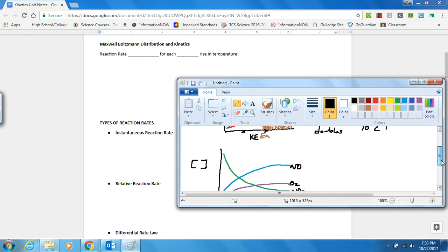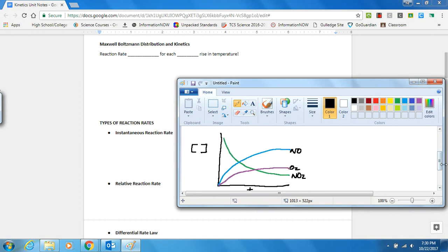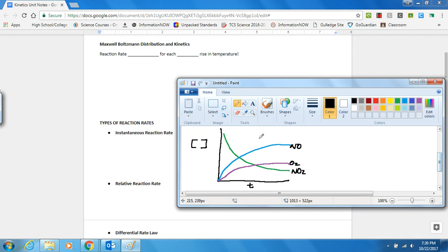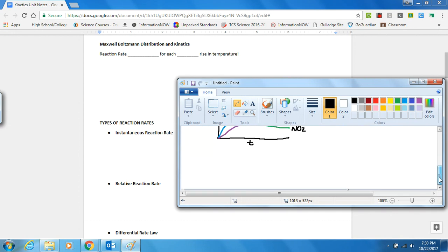The next thing that I want to talk about is different types of reaction rates. The first type of reaction rate that we're going to talk about is instantaneous. Before we get into that, we need to talk a little bit about rates and what that means, what it's measured in, and all that good stuff. So I want to scroll down a little bit. When we're discussing rate, it is a change in concentration over a change in time.